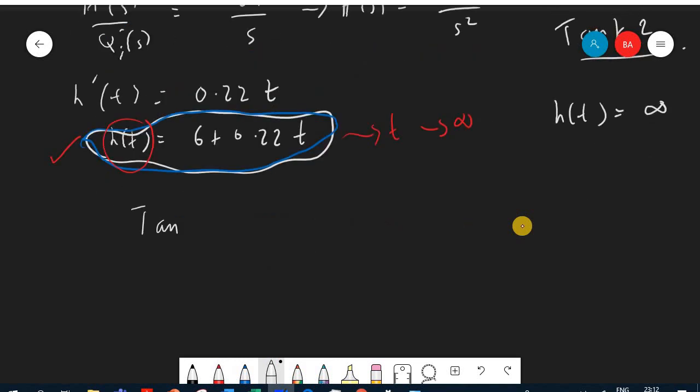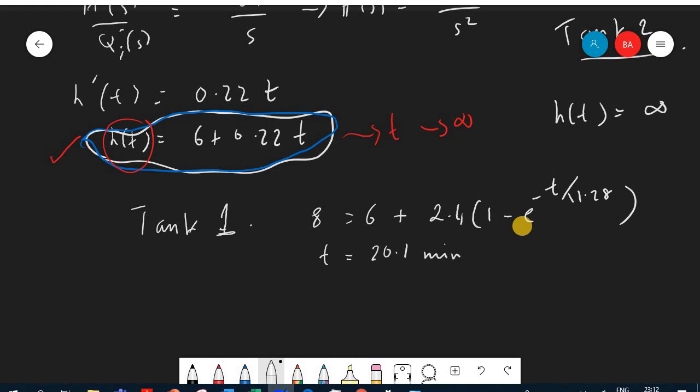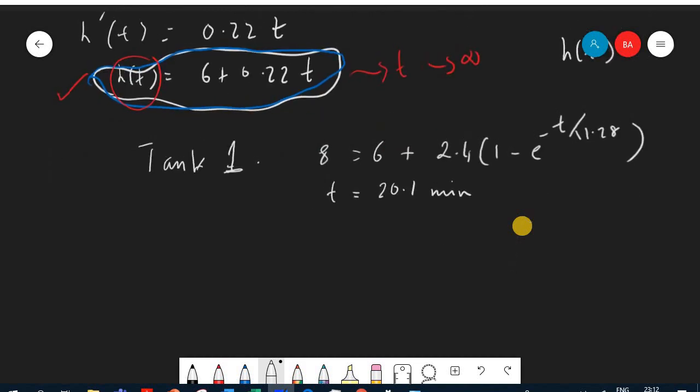So for tank 1, you're going to see that this will be my equation: 8 is equal to 6 plus 2.4 times (1 minus e to the power minus t over 11.28), and we are going to find that t is equal to 20.1 minutes.